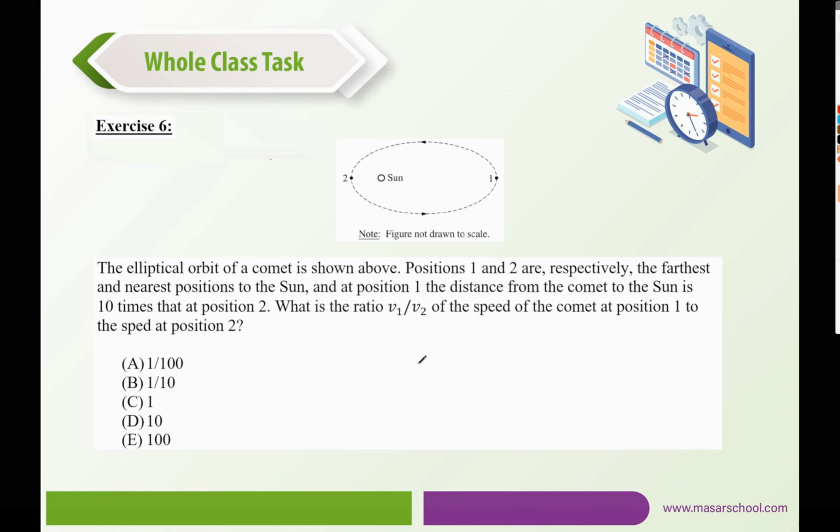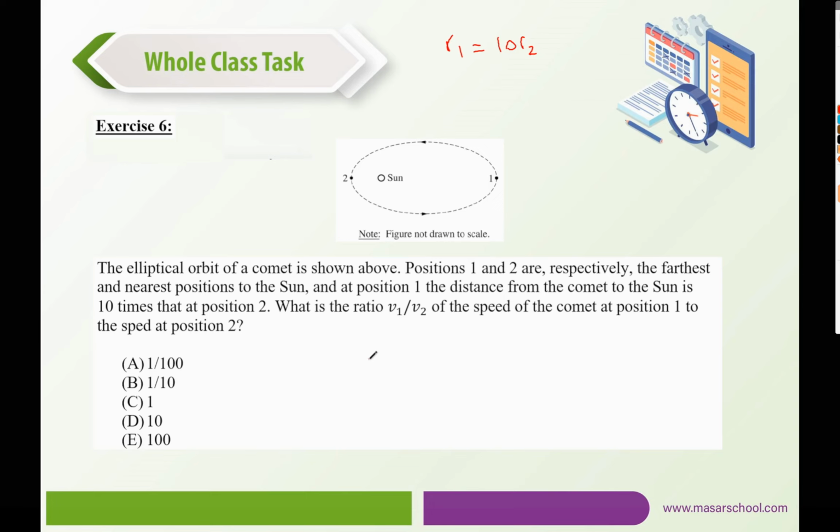Now exercise 6. The elliptical orbit of a comet is shown above. Positions 1 and 2 are respectively the farthest and the nearest positions to the sun, and at position 1 the distance from the comet to the sun is 10 times that at position 2, which means r1 is equal to 10 r2. Now what is the ratio v1 over v2 of the speed of the comet at position 1 to the speed at position 2?